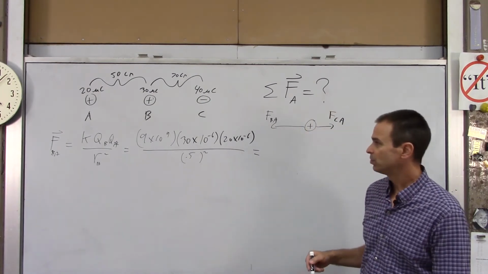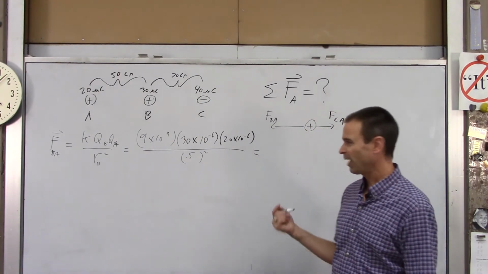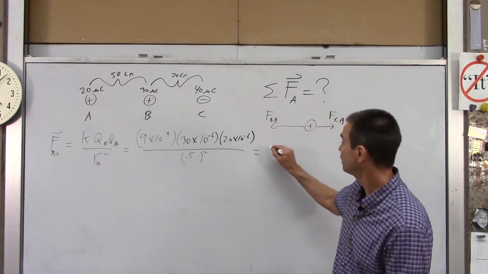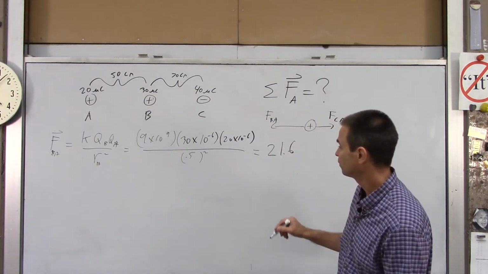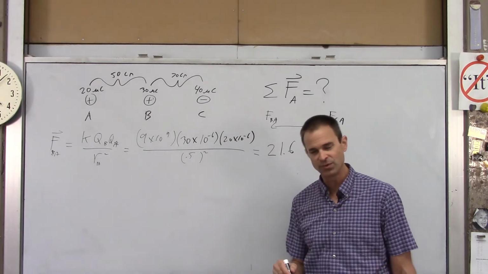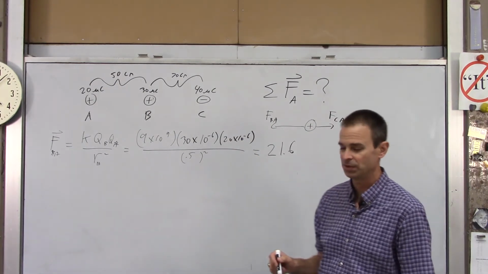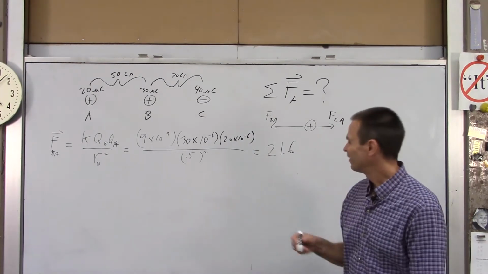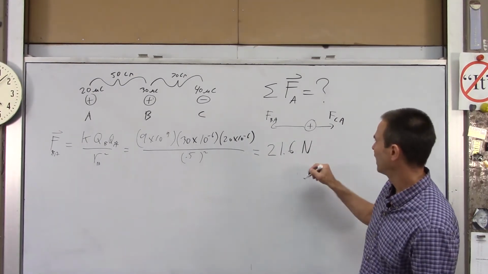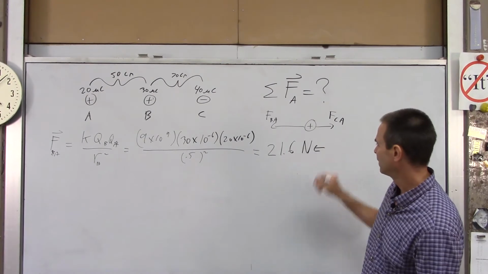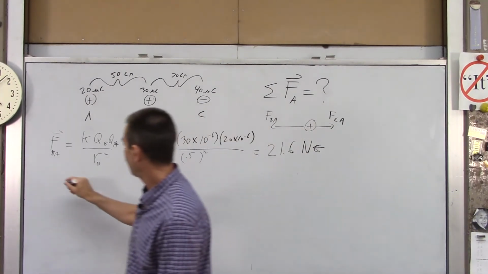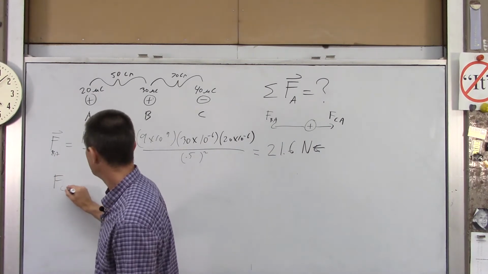If you're not too comfortable with the calculator, I suggest you practice this and try this out. If you plug all those numbers in, you should get 21.6. So double check that, make sure your calculator gives you that, and make sure you can do the scientific notation reasonably quickly. That's 21.6 newtons, and that's to the left, so I'll put a little left arrow here.